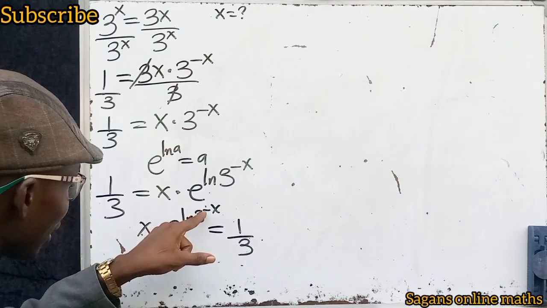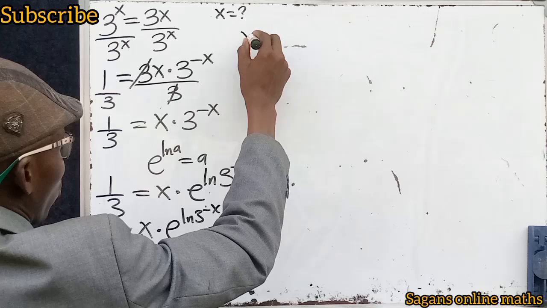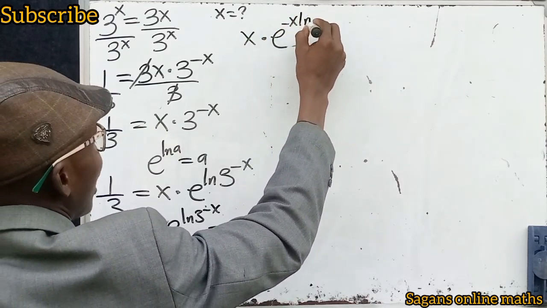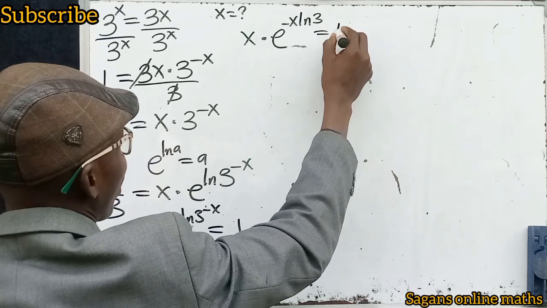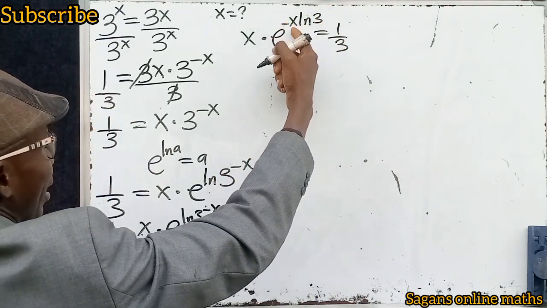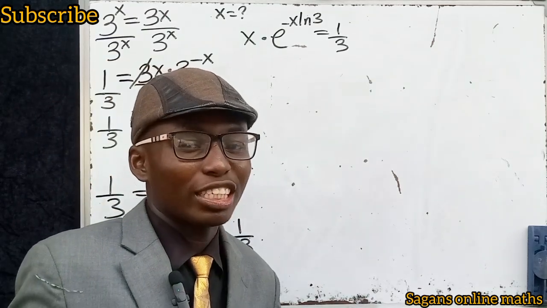Now, again, this power here, which is negative x, can also go back to multiply the ln. So now see that x multiplied by e raised to the power of minus x ln 3 equals 1 over 3, because this power here, which is minus x, can go back to multiply the ln. That is one of the properties of logarithm. Is it not interesting and simple?